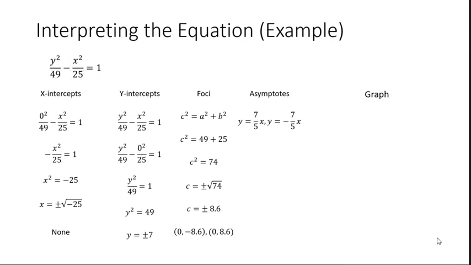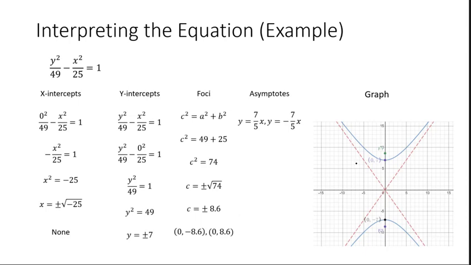And for the graph, we already had it done freehand, but here is a more accurate and better graph of this picture. So we have the asymptotes, we have the hyperbola, top and bottom, we have the vertices, and we have the foci as well. So for this example, the equation was already in the correct format for us, but there are times when you need to put it in the correct format first.